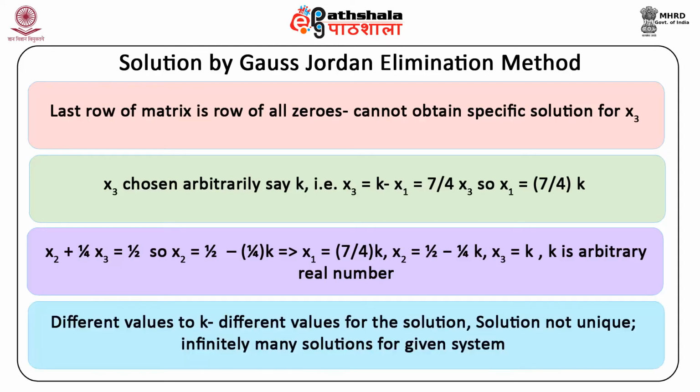Now giving different values to k, we get different values for the solution. Hence the solution is not unique. Instead, there are infinitely many solutions for the given system.